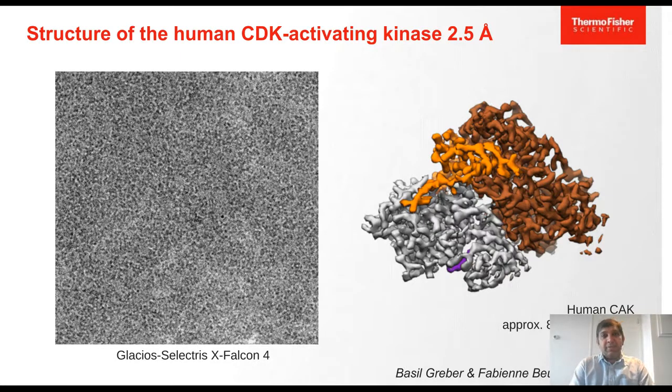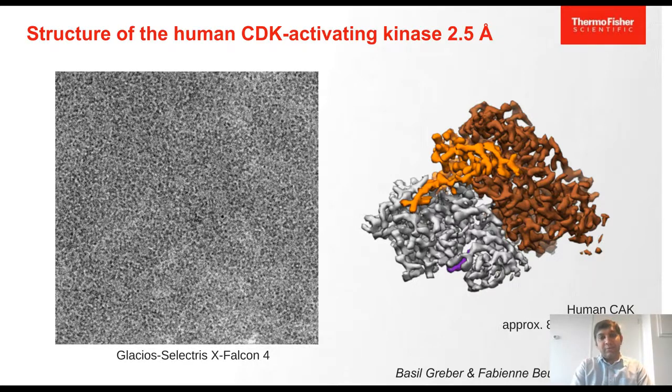Now, this sample was very challenging because not only is it very flexible and highly heterogeneous, but also a significant portion has preferential orientation. However, with Selectris and Falcon 4 on the Glacios, we managed to find a population where all the orientations were present, and the structure was pushed to 2.5 angstroms.